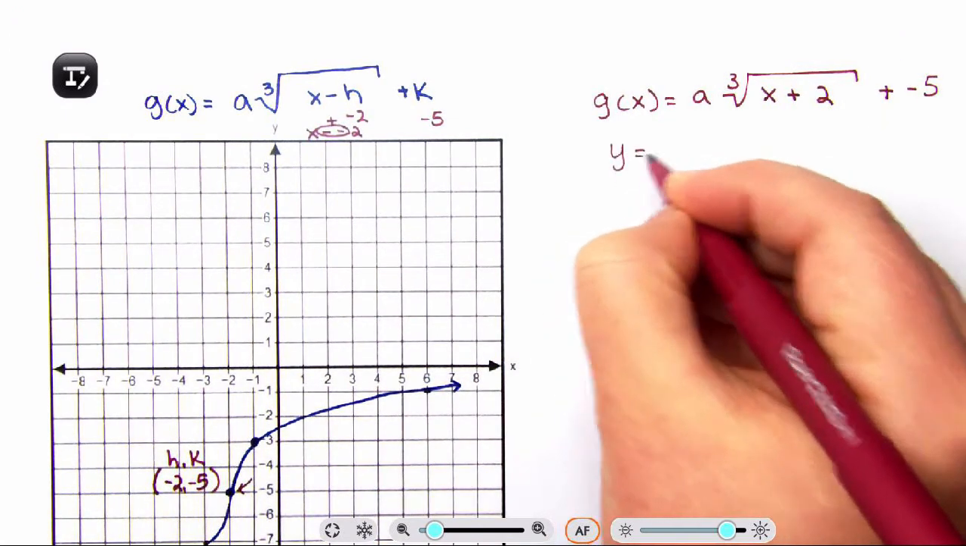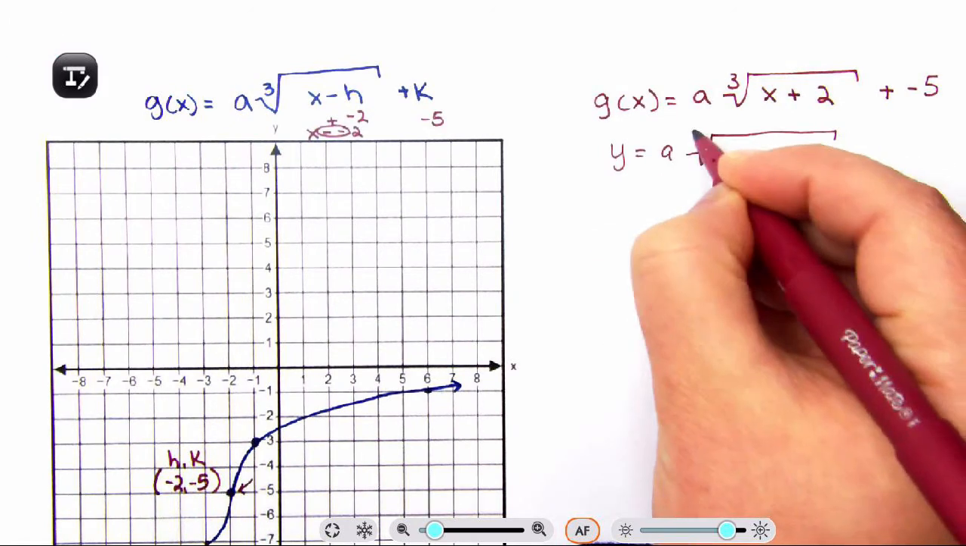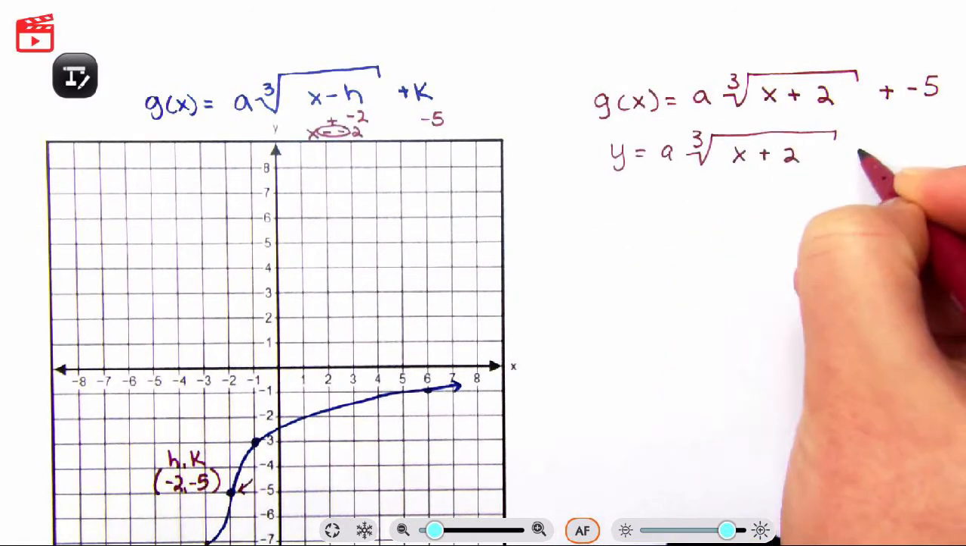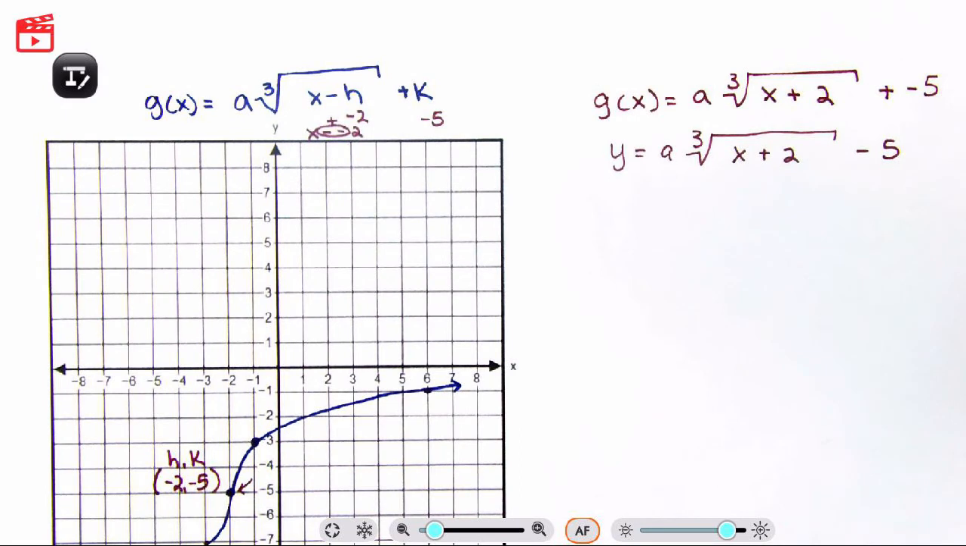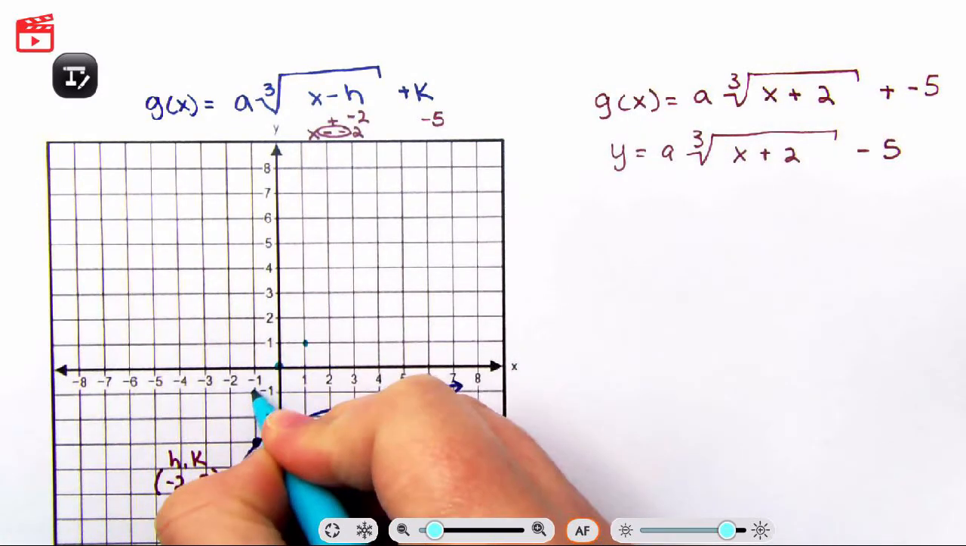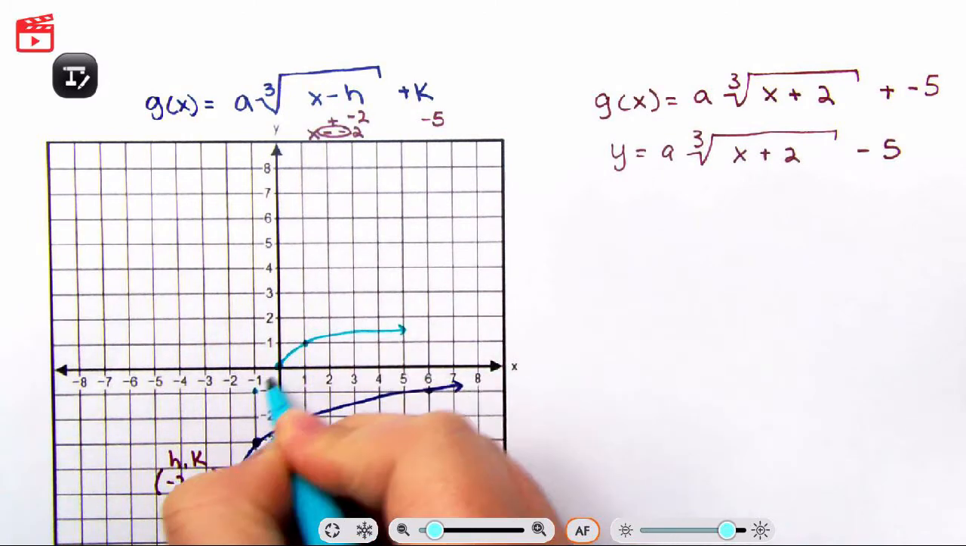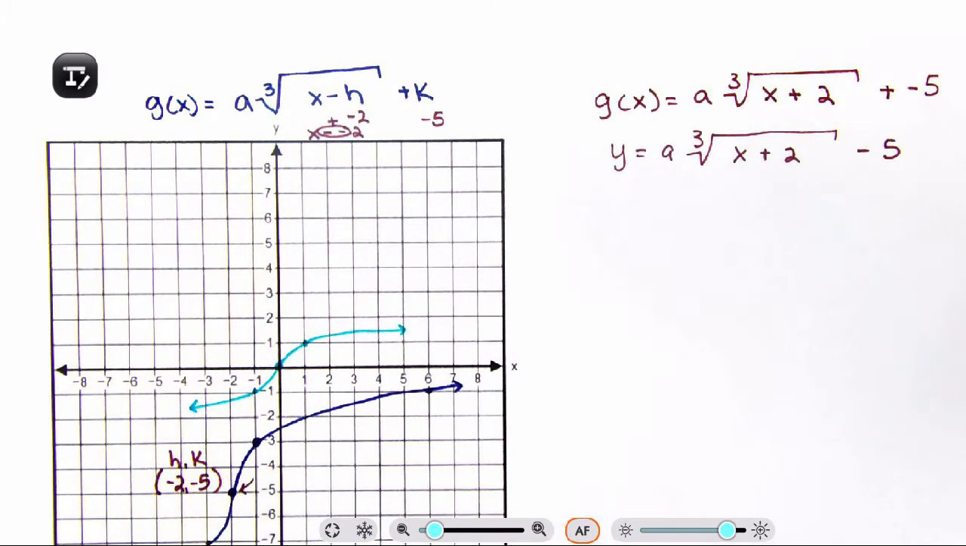So I'm going to rewrite this in terms of y. So let's think about the parent function. Once again, let me actually sketch it out for you real quick. The parent function looks something like this. We have three pretty points, three reference points: (0, 0), (1, 1), and (-1, -1). So what happens to those pretty points?